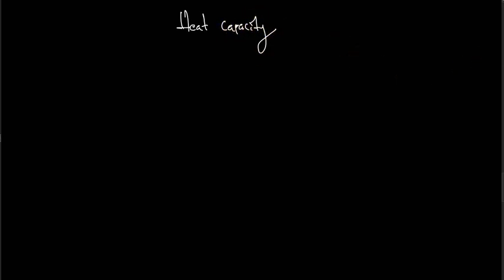The formulas you should know are as follows. Quantity of heat, that is heat energy, is equal to mass times specific heat capacity times change in temperature. That's one formula you need to know. And the other formula you need to know is that Q, quantity of heat, that is heat energy, is equal to heat capacity times change in temperature. There are two different things.